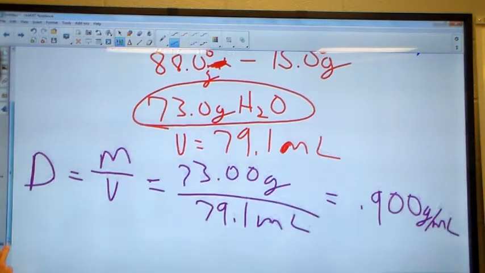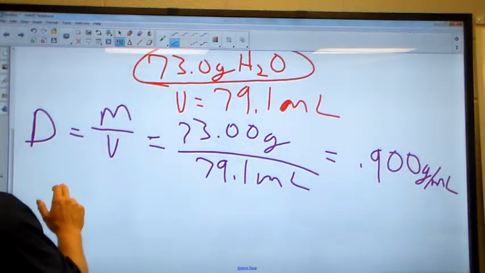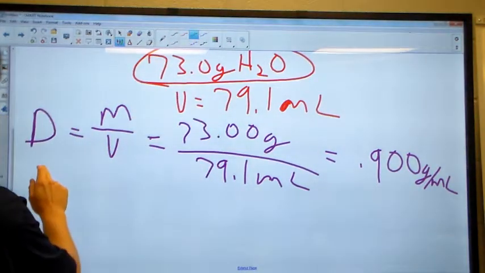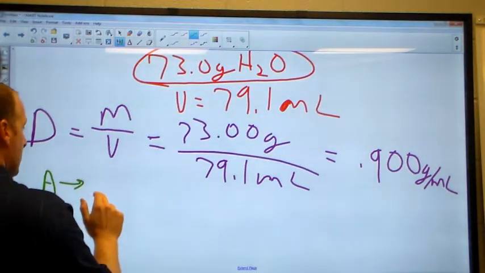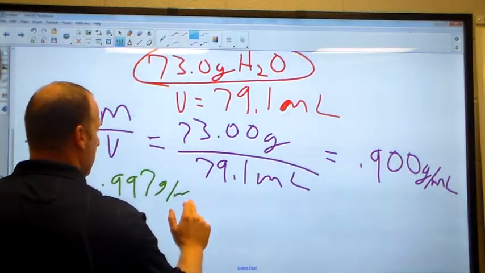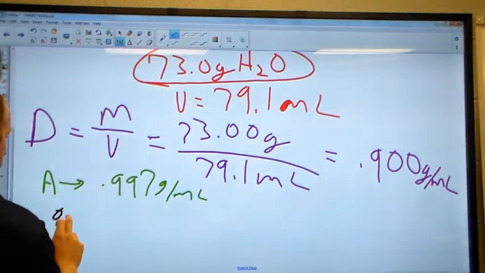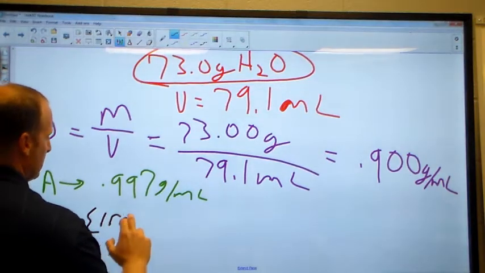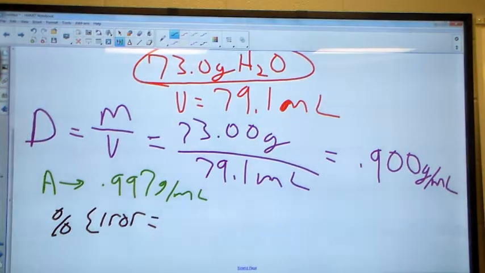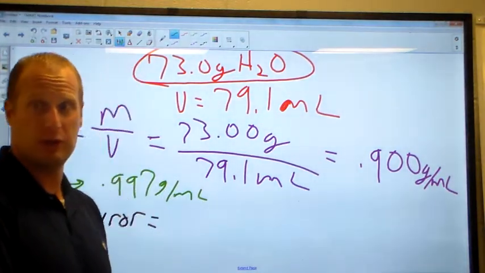Now, the last step for part 2 is to calculate the percent error for the water. Now, I gave you the theoretical or the accepted density of the water is 0.997. So, the accepted value or the right value is 0.997 for the density. So now, how do we find the percent error? Does anybody want to lead us through the percent error here? Percent error would be what? Somebody tell me where the numbers go. I've got two density values, 0.900, 0.997. What do I do to find the percent error?